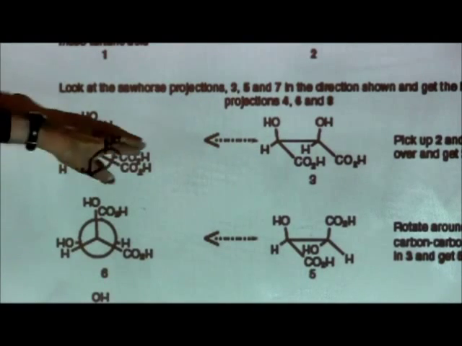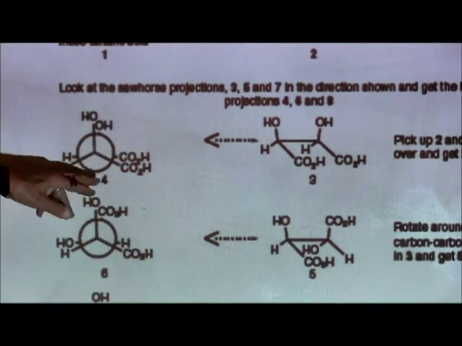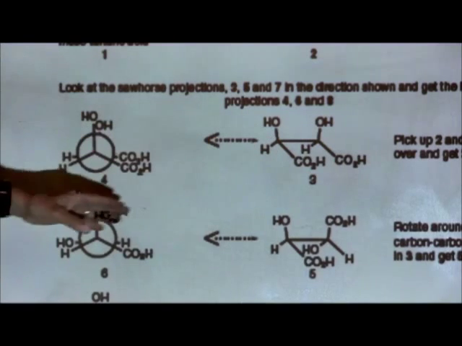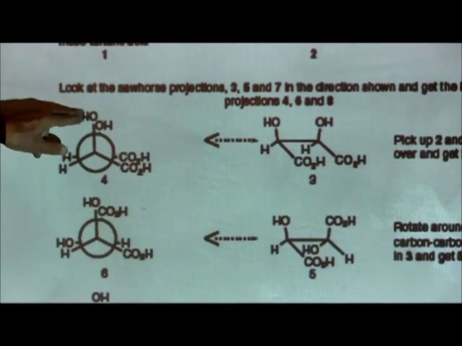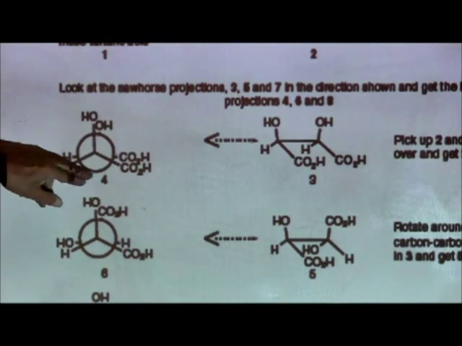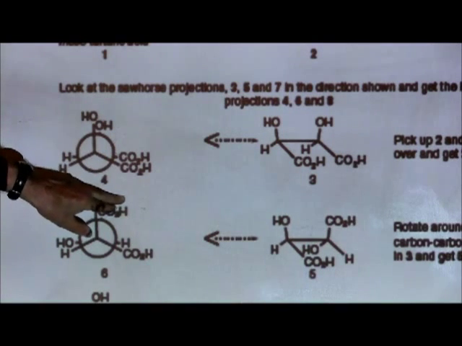So what are we going to do? Here's our eyeball looking down here. And when we look down there, what do we see? Well, we see the CO2H out this way. We see the hydrogen back that way and the OH back that way because we're looking at it this way. Can you see that? Is that straightforward?